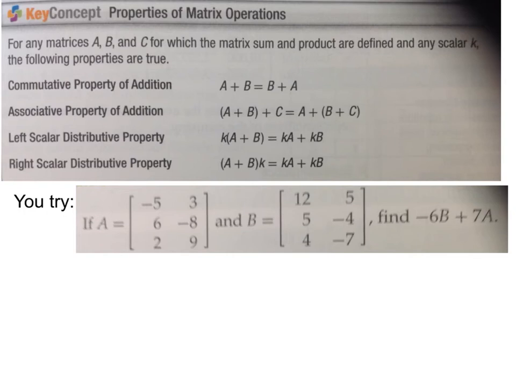So go ahead and give this a shot. Use your properties to try to find out what, if we know matrix A is defined there and matrix B is defined there, find out what negative 6B plus 7A is. Go.